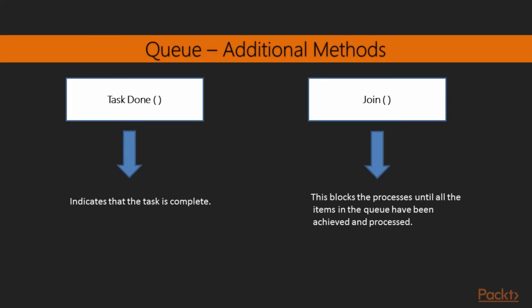A queue has the JoinableQueue subclass. It has the following two additional methods. 1. Task done method. This indicates that a task is complete, for example, after the get method is used to fetch items from the queue, so it must only be used by queue consumers. 2. Join method. This blocks the processes until all the items in the queue have been processed.